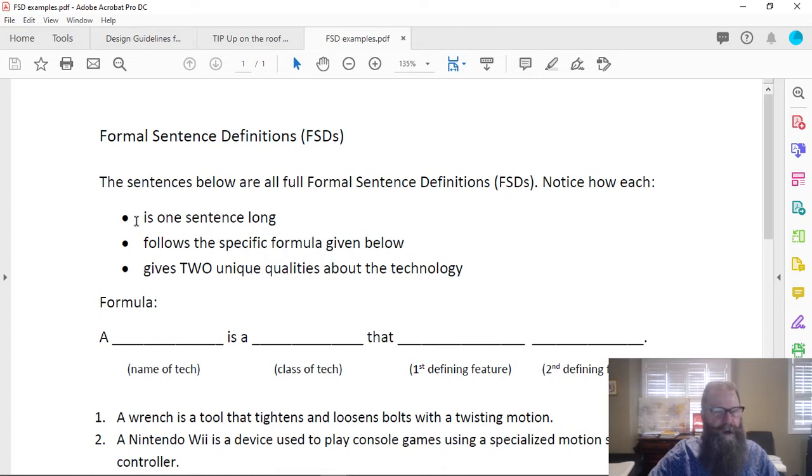All of the examples are one sentence long. It's a formal sentence definition, so it's a full sentence. It follows the formula. It needs to follow a formula, and part of that formula is giving two pieces of information about the technology, usually things that are unique about it. So the formula is, you start with the name of the technology, you give it a class. We talked about classes before, and I'll review that a little bit later. And then those two defining features, two things about it.